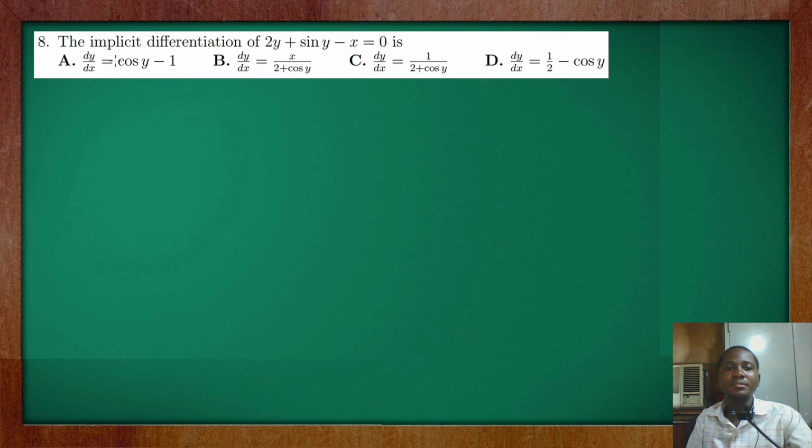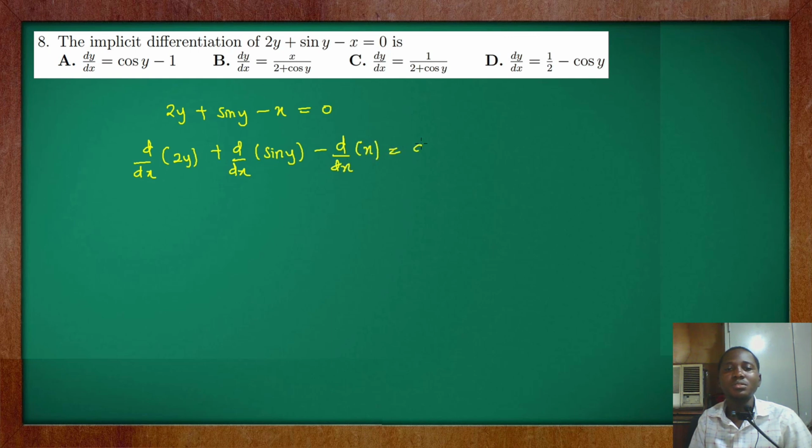In this question, they ask for the implicit differentiation of 2y plus sine y minus x equals 0. Now if you differentiate each term here with respect to x, that's d dx of 2y plus d dx of sine y minus d dx of x, equal to d dx of 0. Of course, if you differentiate 0, you still have 0, so I can leave it like that. Now I can write this as 2 dy dx, then plus.